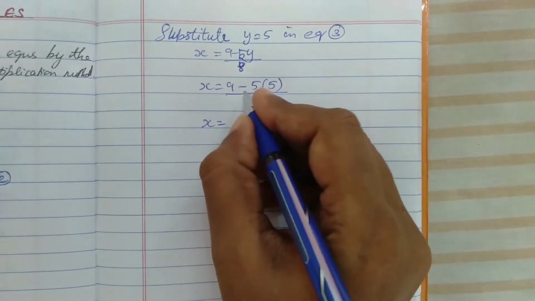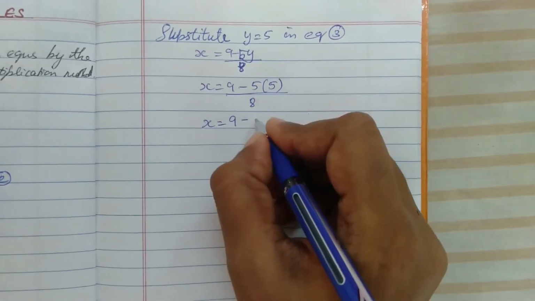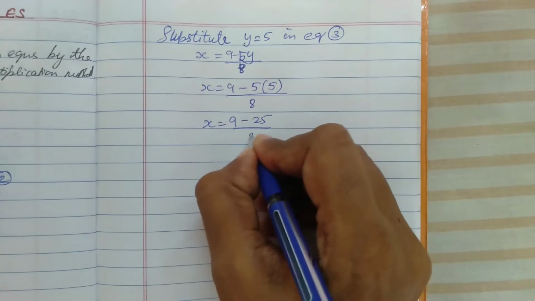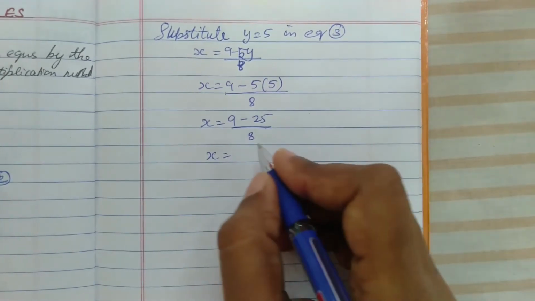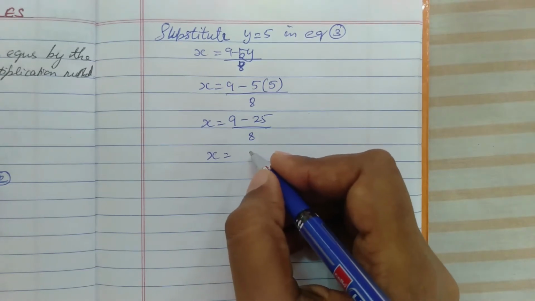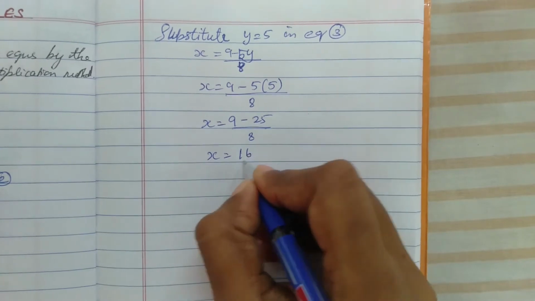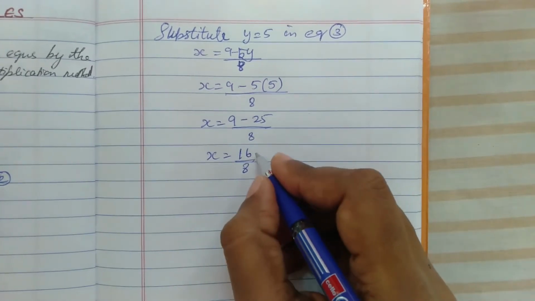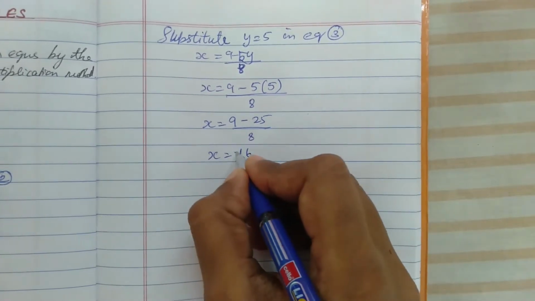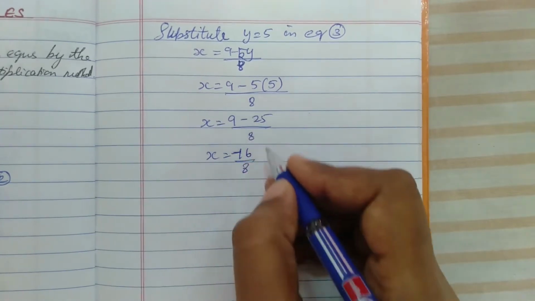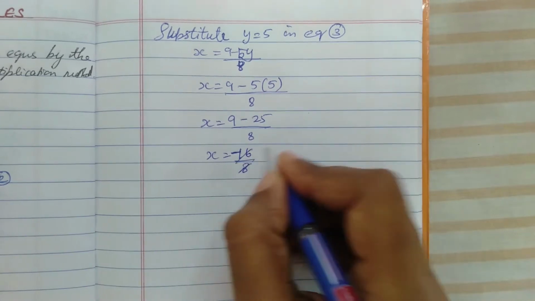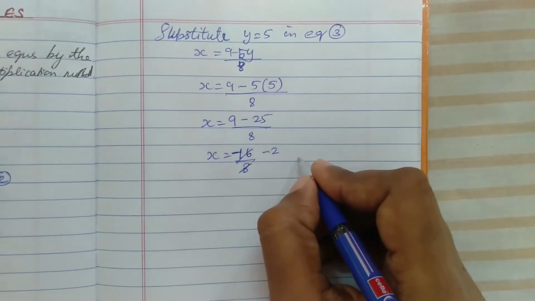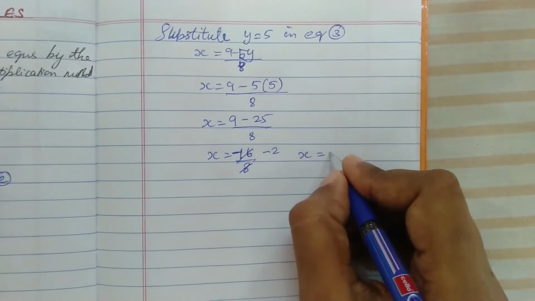Now x is equal to 9 minus 5 fives are 25, by 8. Now x is equal to 9 minus 25, which is 16, divided by 8. This is going to be minus 16 because the greater number has a minus sign. So this is minus 16 by 8. Now when you cancel this, it is minus 2. So your x is equal to minus 2.